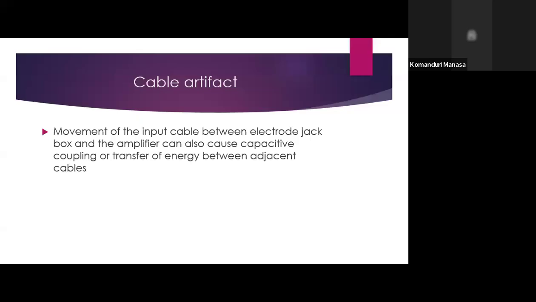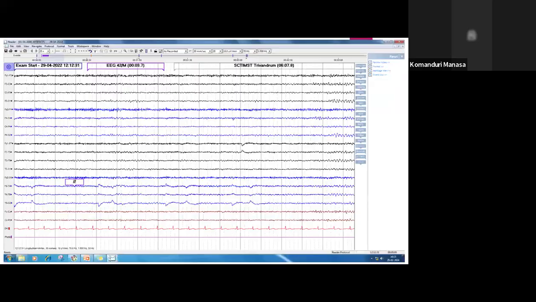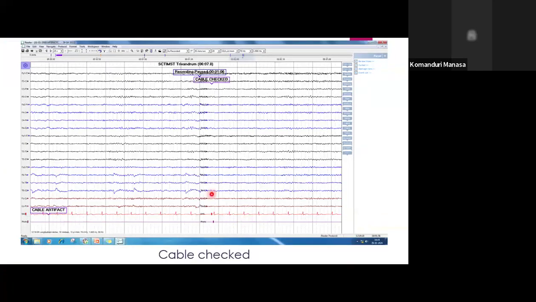So the cable artifact can be because of the movement of the input cables between the electrode jacks box and the amplifier, and can cause capacitive coupling and a transfer of energy between the cables. So this might produce an artifact which is seen in the channels. Here we can see the cable artifact seen in the right temporal channels. So when we correct the cable, this disappears.